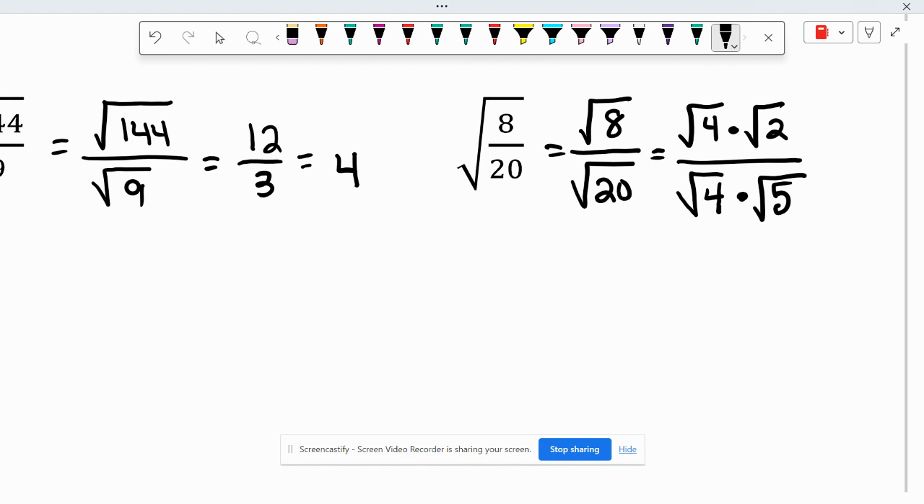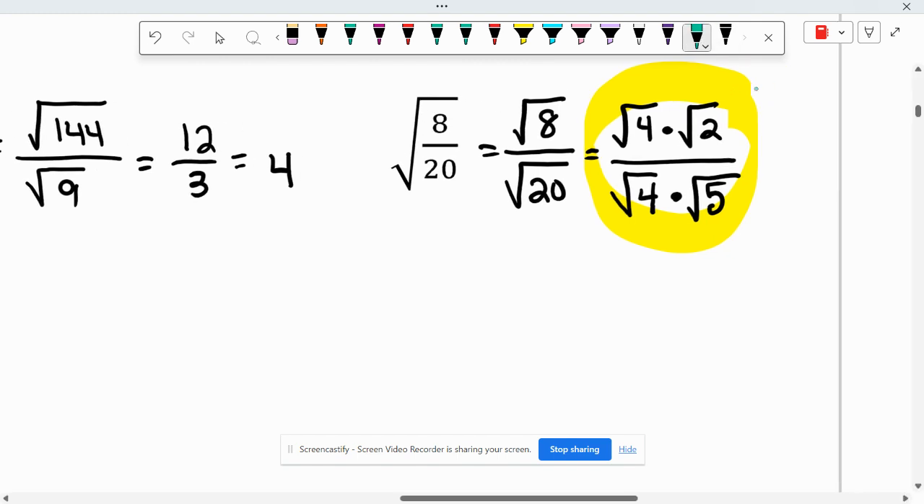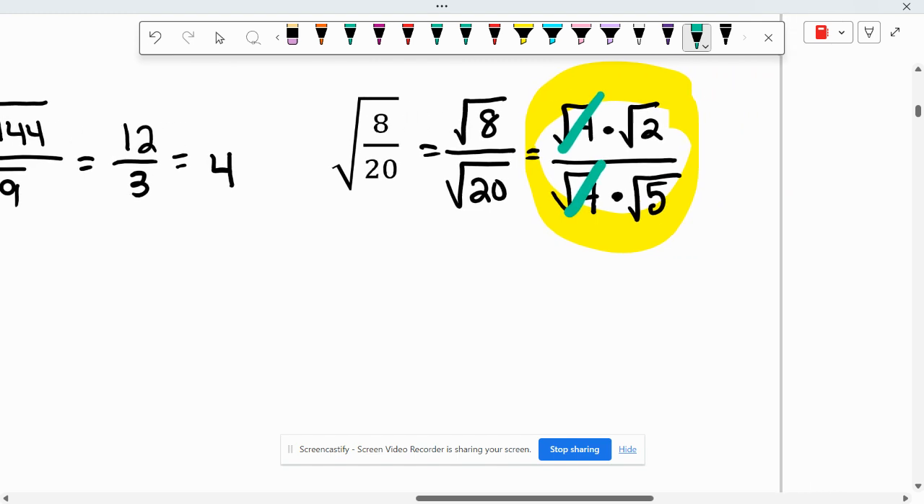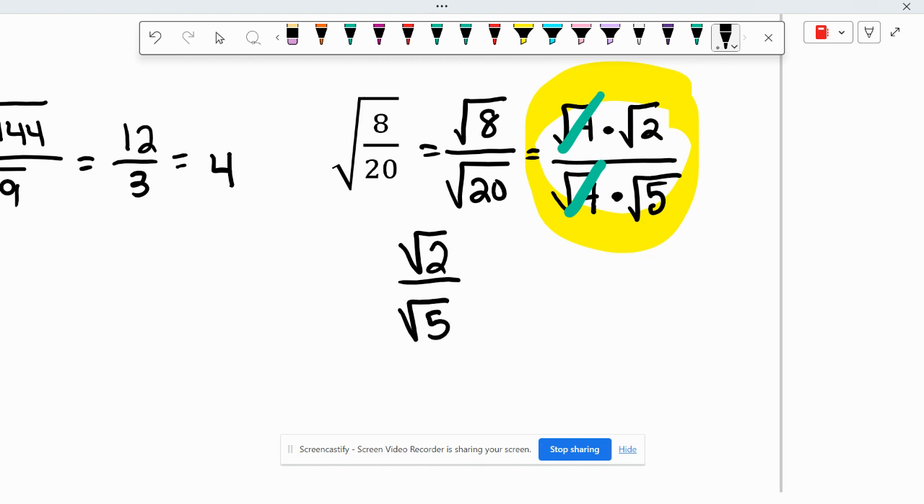What do you see in this fraction right here? What do you see that I can reduce? What do I have the same of in the numerator and in the denominator? Yeah, I have the square root of 4, which is the same thing as 2. I'm just dividing it by 2. So my final answer right now is the square root of 2 over the square root of 5. Can I leave it like that? Why not?